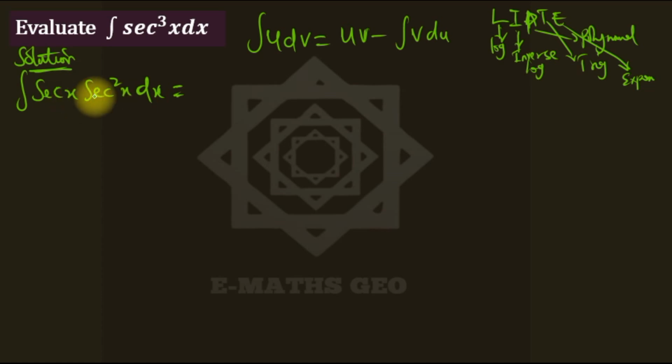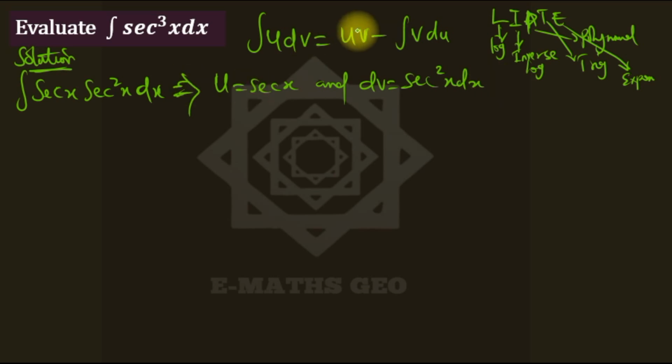But in this case, both of them are trig functions, meaning that one is u and one is dv. Since sec squared is the derivative of tan, it's better we assign u as sec x and dv as sec squared x dx. So u is sec x and dv is sec squared x dx.